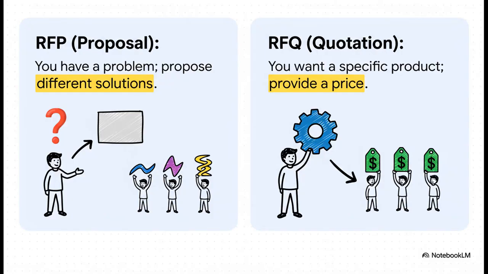And this right here brilliantly illustrates the two main ways you talk to vendors. You've got a request for proposal, an RFP, which is what you send out when you know your problem, but you're open to how different vendors might solve it. Then you have a request for quotation, or RFQ, which is way simpler. You already know the exact product you want, and you're just asking different sellers to give you their best price.